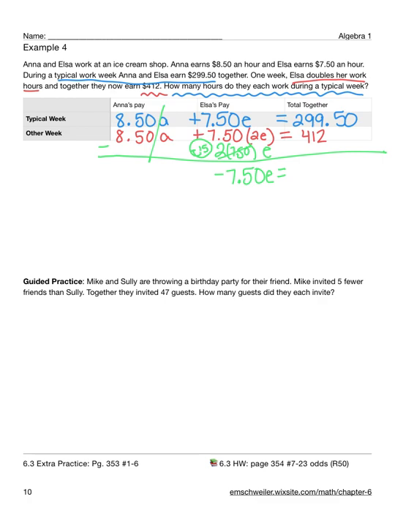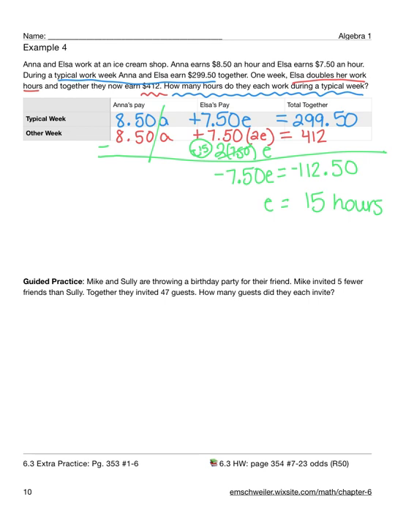And then $299.50 minus $412 is going to be negative $112.50. From here, you would divide by negative $7.50, and you'd get 15 hours. So Elsa is going to work 15 hours.